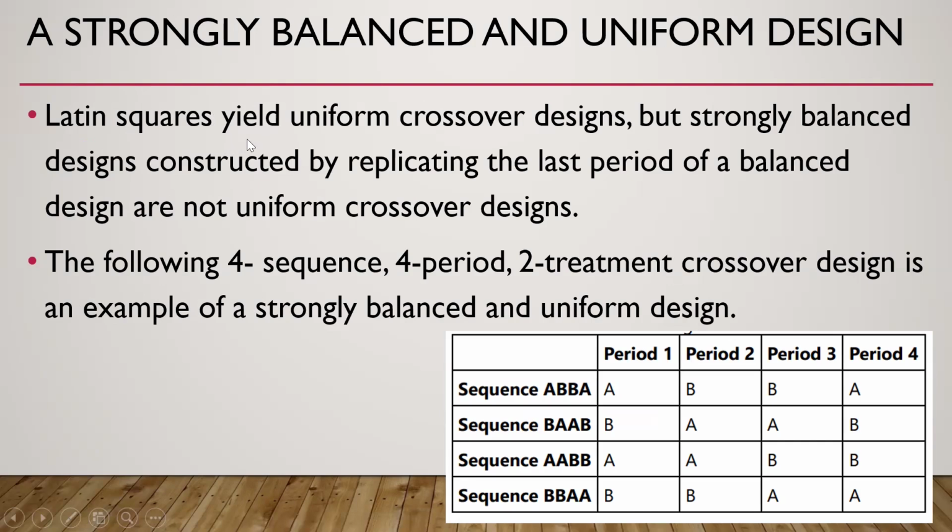Latin squares yield uniform crossover designs, but strongly balanced designs constructed by replicating the last period of a balanced design are not uniform crossover designs. The following four sequence, four period, two treatment crossover design is an example of a strongly balanced and uniform design. So there are two treatments, but there are four sequences and four periods, so it became a strongly balanced and uniform design.